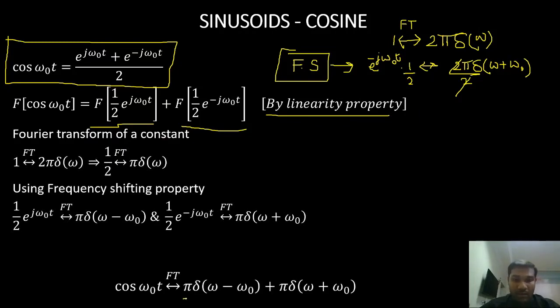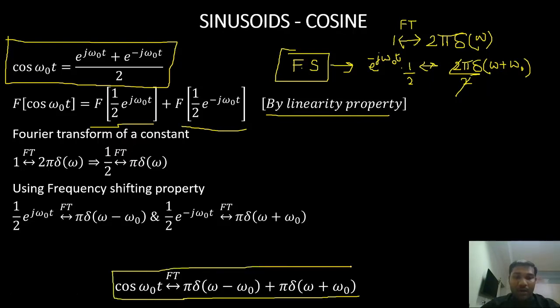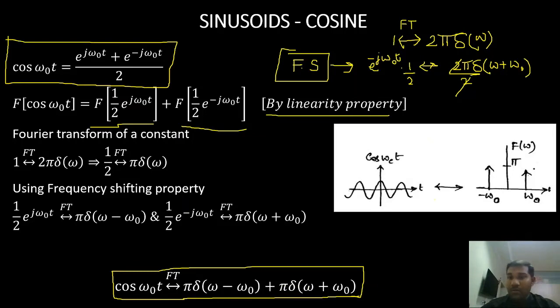My final Fourier transform: pi into delta of omega minus omega naught for the first term and pi into delta of omega plus omega naught for the second term. So for cos omega naught t, the Fourier transform is pi into delta of omega minus omega naught plus pi into delta of omega plus omega naught. This is how the Fourier transform looks. There is no phase term here. We'll just look at the amplitude spectrum.